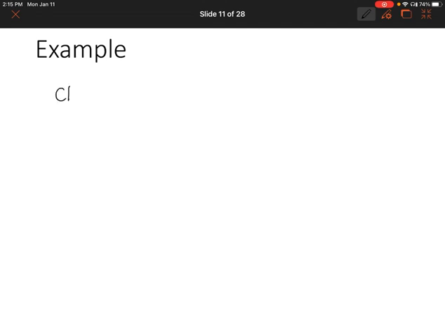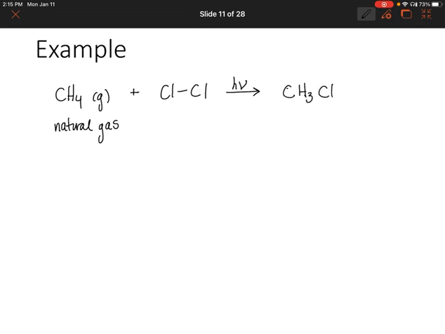So let's say that you start with methane, which is natural gas, and you add chlorine to it. Now, initially, we would assume that we're just going to add 1 chlorine to this, right? So CH3Cl. Now, this is actually called methyl chloride.